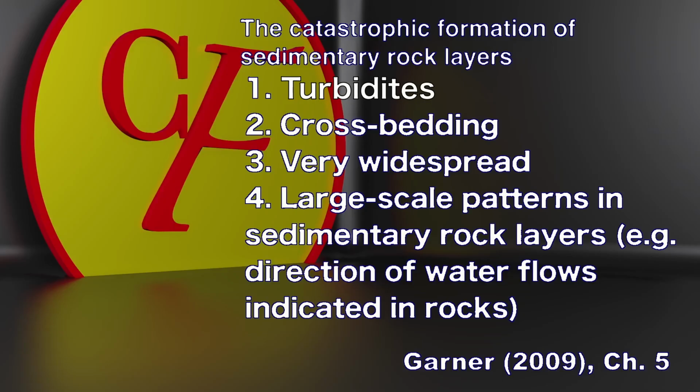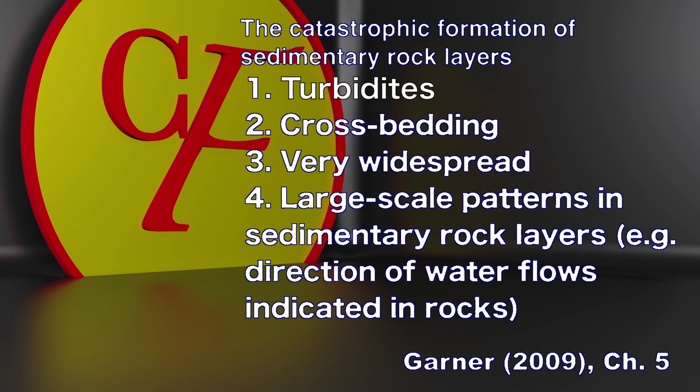In Chapter 5, you talk about some of these issues. And if I bring up on the screen, this is from Chapter 5. You have catastrophic formation of sedimentary rock layers. And you mentioned a number of things that are offered as evidence in support of the idea that sedimentary rock layers were formed catastrophically. It wasn't a gradual process over millions of years, but it was laid down very rapidly.